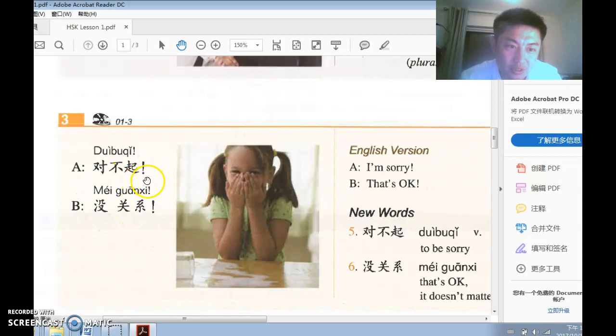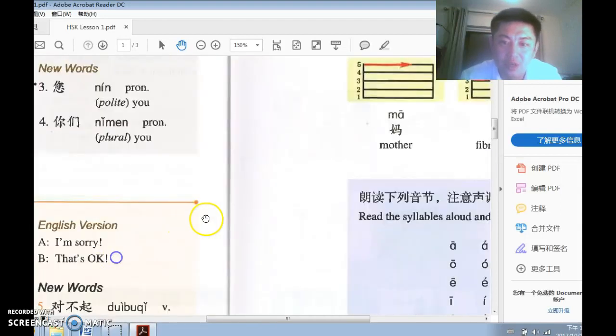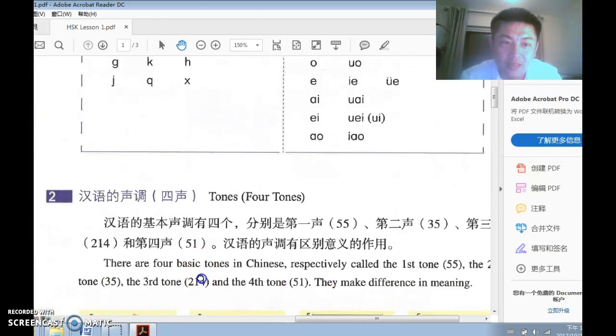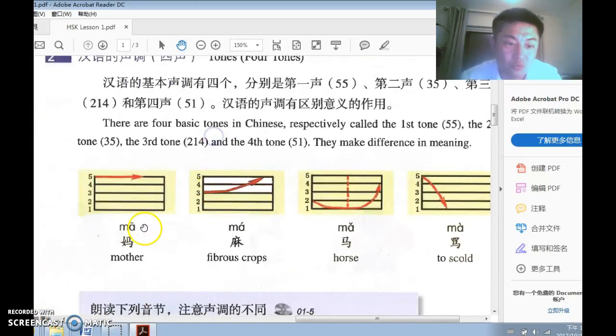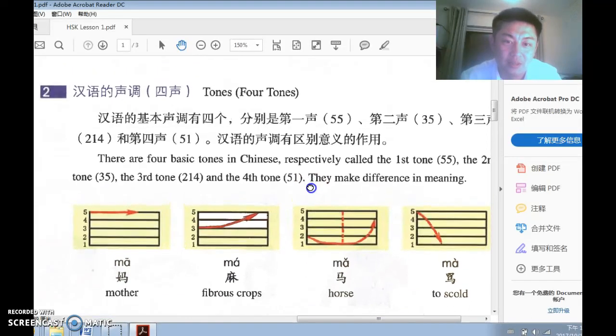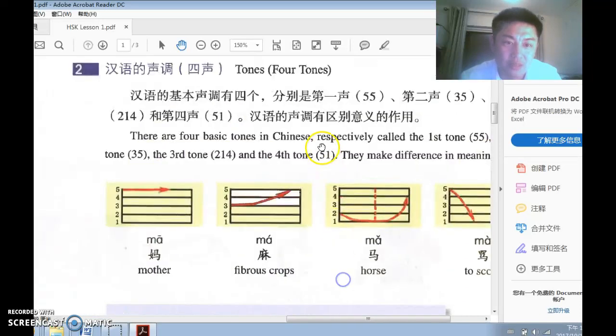对不起，没关系. Right, so that's lesson one. And in lesson one, we also talked about the four tones. First one, ma. Second one, ma. Third one, ma. Fourth one, ma. Right. And I expect you to practice that a little bit.